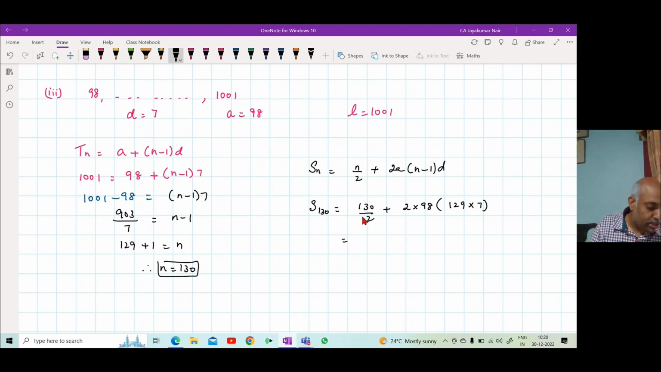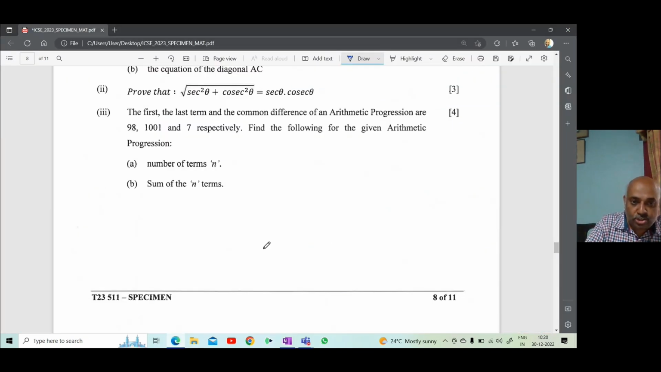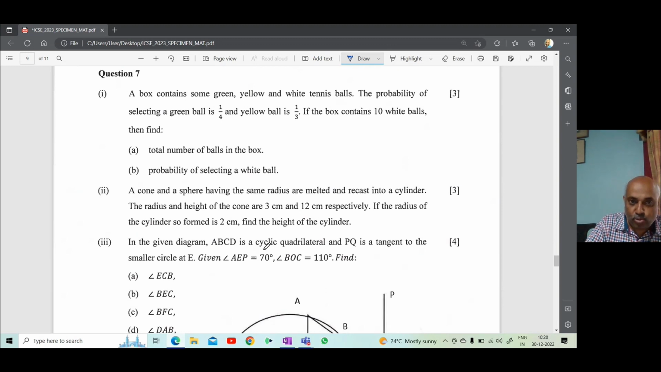So what do you get? 130 divided by 2 is 65, into the bracket. When you multiply this, what do you get? You get 1,076,988. Hmm, so when you add these two, you get 1,77,053. This is your answer. So question 6 is completed. We move on to question number 7.